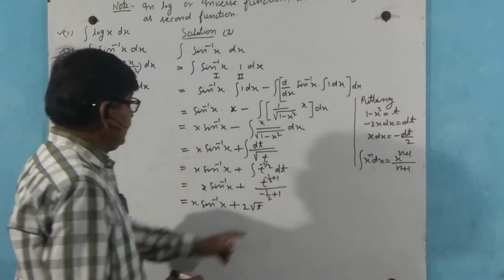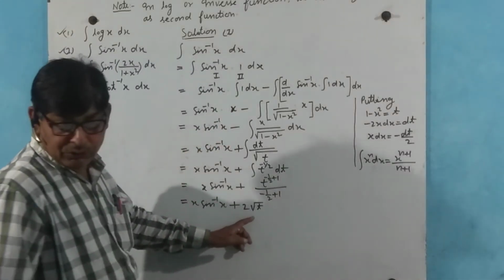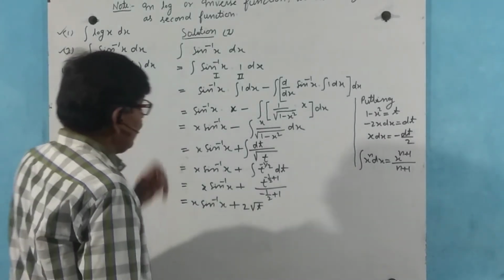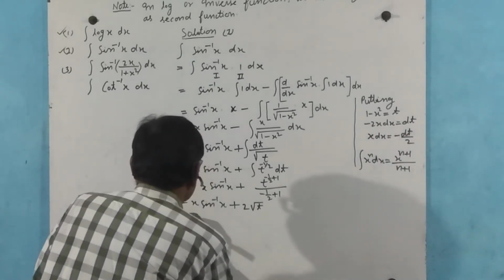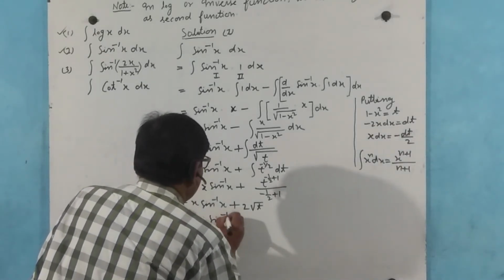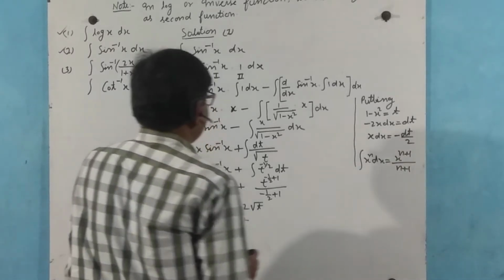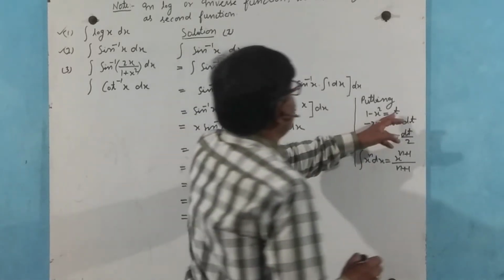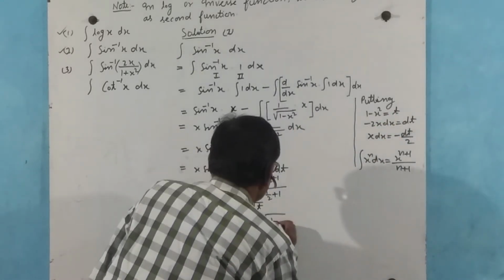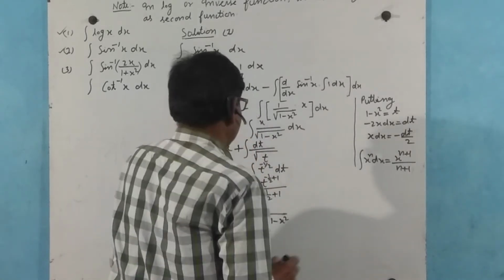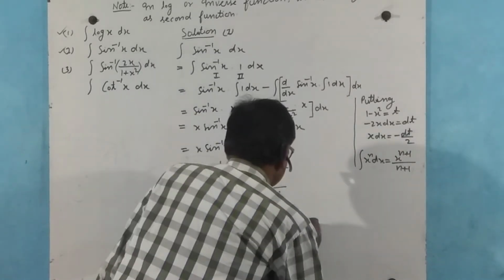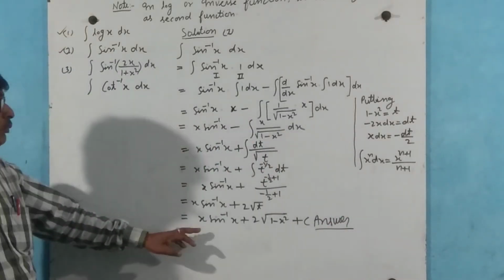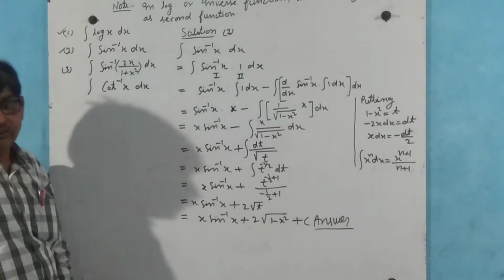Putting the value of t in this case: x sin inverse x plus 2 root t, which is root of 1 minus x square, plus c. This is the integration of sin inverse x dx.